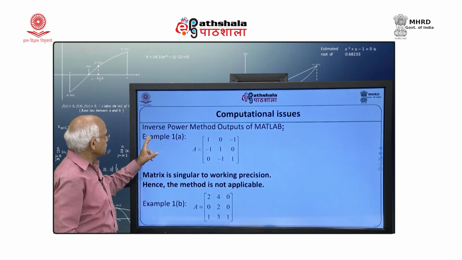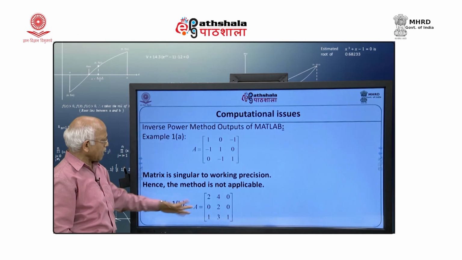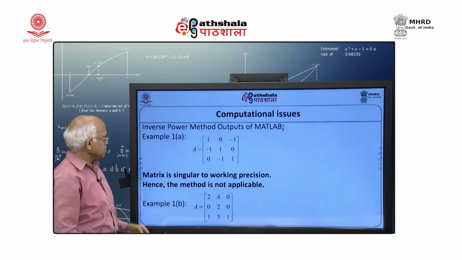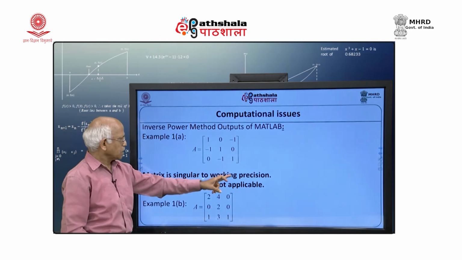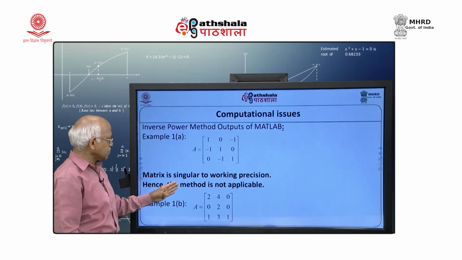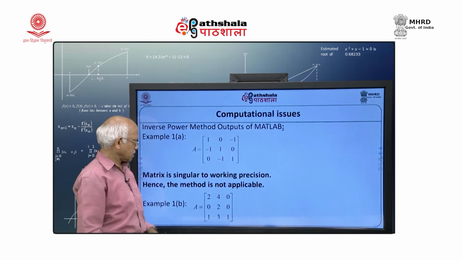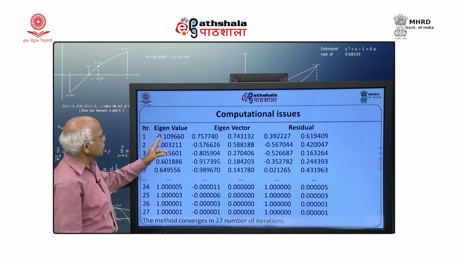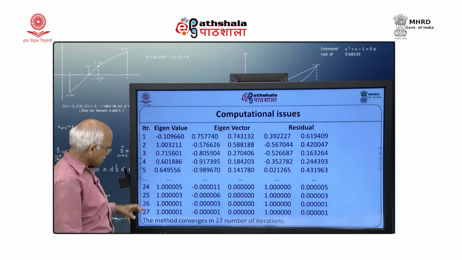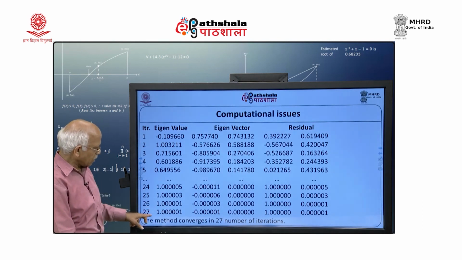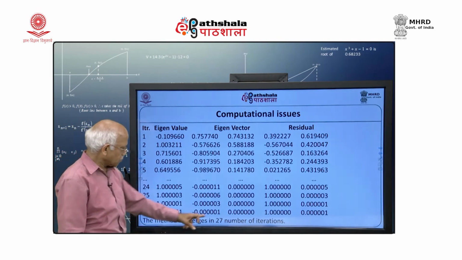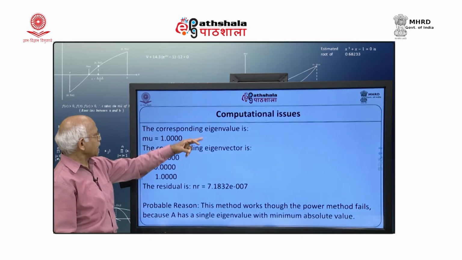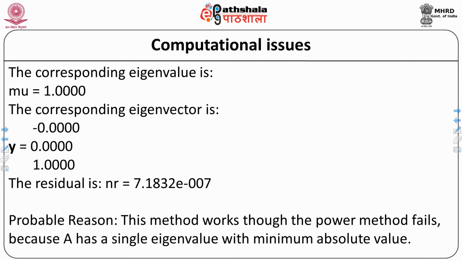Now, if you apply the inverse power method to all these matrices, you can see here that the matrix is singular to the working precision, and hence the method is not applicable here. For example 1b, the inverse power method will work, and you can see that within 27 iterations I get the eigenvalue as 1. So the method converges within 27 iterations, and the corresponding eigenvalue is mu equal to 1.